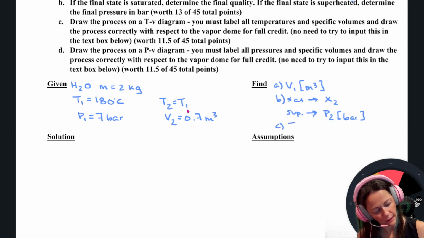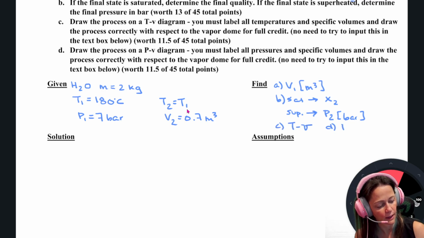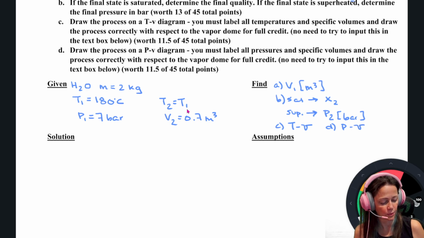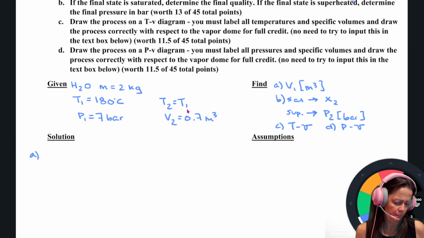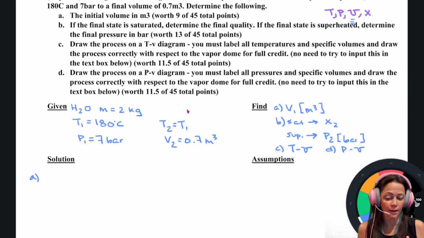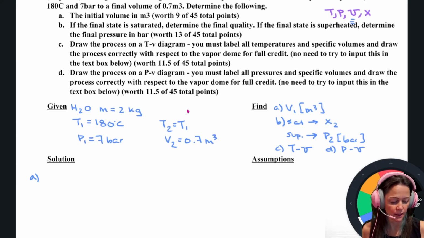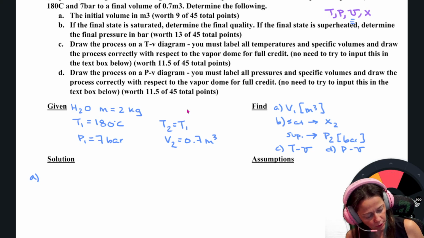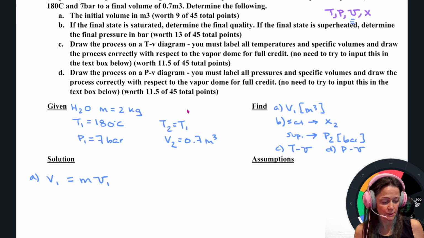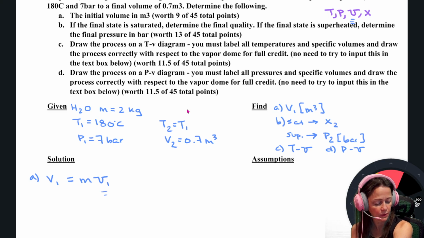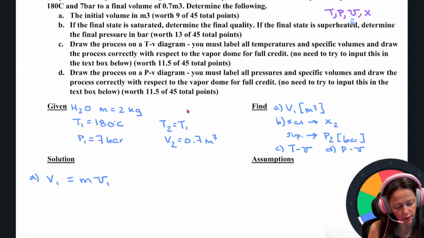Then I want to write things on a TV and a PV diagram. All right, there we go. So first things first, let's get our V1. I can see that I have temperature and pressure, and as long as my water is in a single phase, superheated or compressed, then that will be enough to fix my state. And I know that the volume is the mass times the specific volume. If I'm able to fix my state, then I'm going to be able to get this specific volume. All right, so 180 degrees, 7 bar.